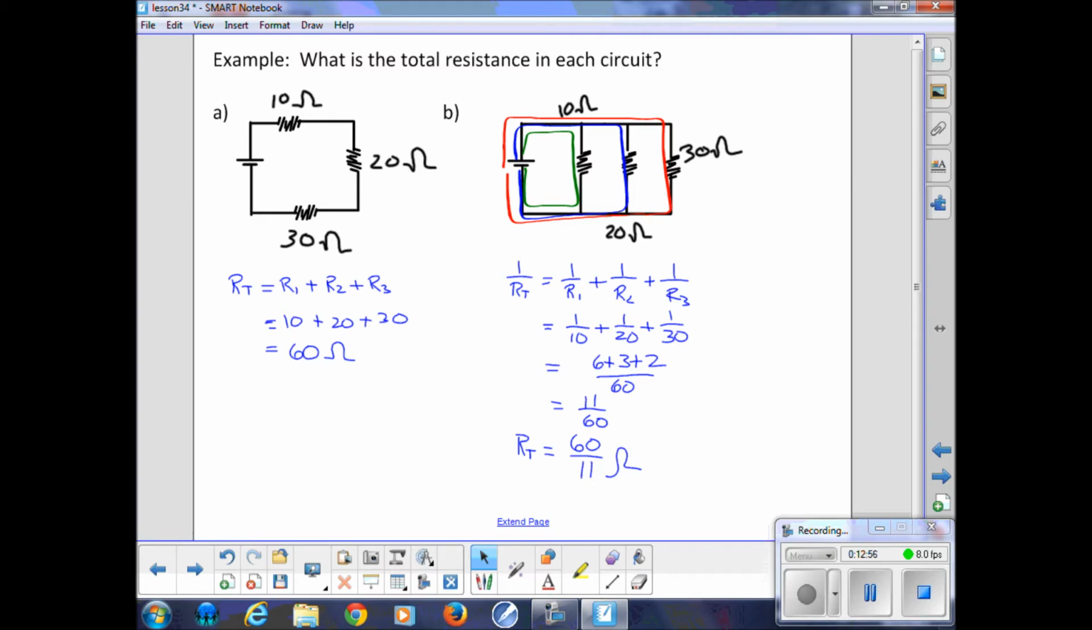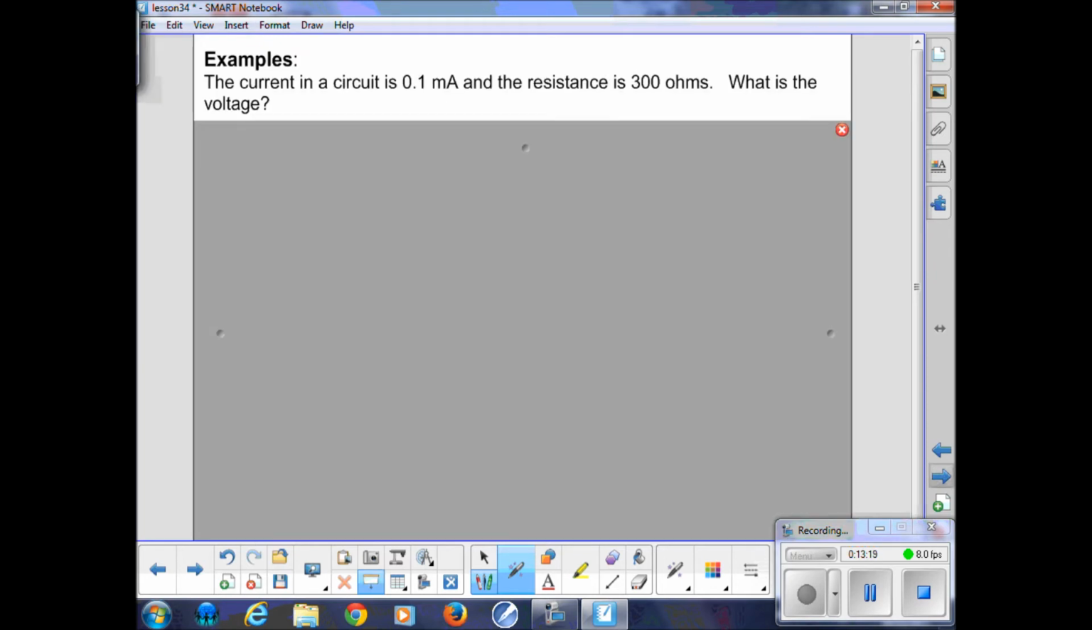Once you do the math, the calculator will handle that if you're having trouble with fractions. 11/60ths. Remember, you need to flip your answer because it is 1 over RT. So that means we want RT over 1, essentially. So to do that, we take the reciprocal, we flip the fraction over. All right, and that was all taken care of in the grade 11 course.